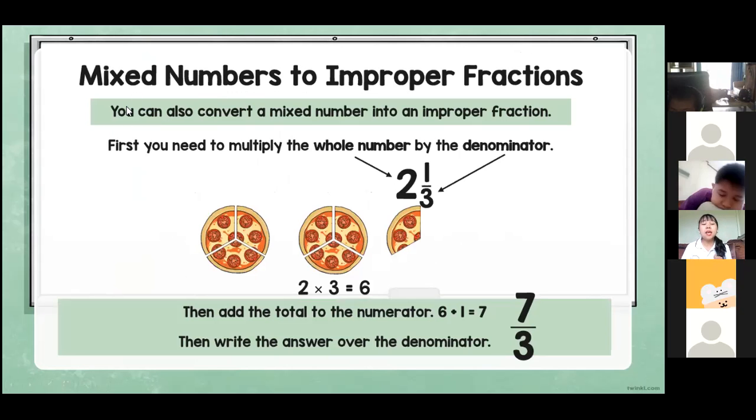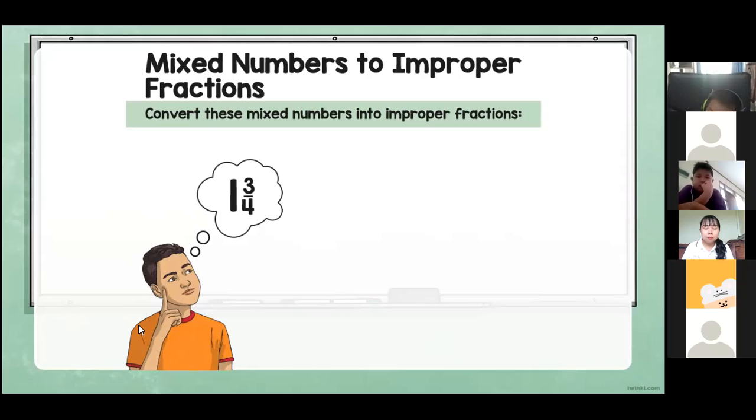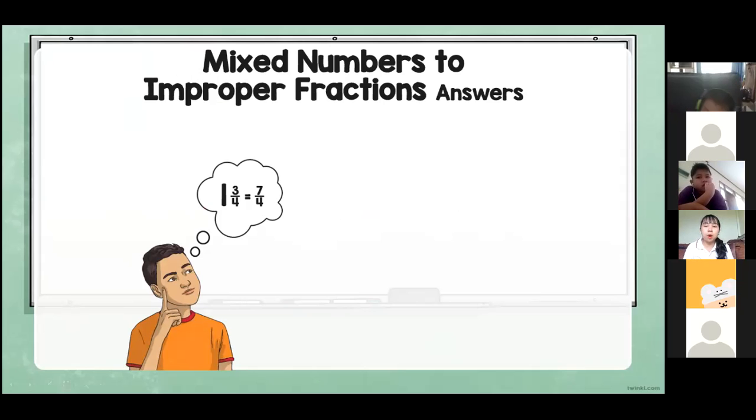Next, make mixed numbers into improper fraction. Mixed number into improper fraction. Firstly, we multiply whole number and the denominator. So it's 2 times 3 equals 6. And then we add the numerator. So it becomes 6 plus 1 or 7. Then it becomes 7/3.